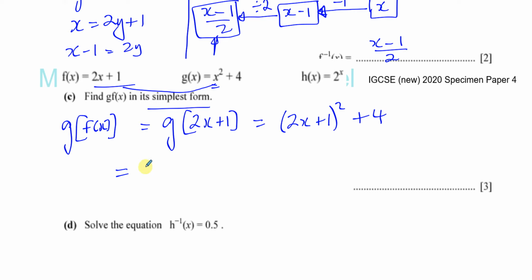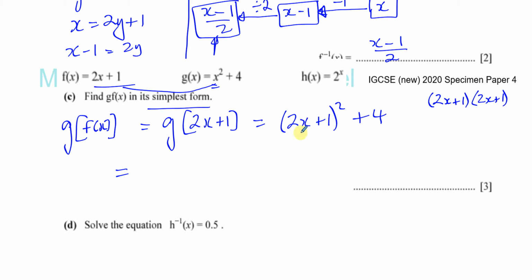Now remember, when squaring the bracket, don't make the common mistake of writing 4x squared plus 1. You don't just square each term. This is actually 2x plus 1 times itself, and you're going to have a middle term. You have 2x times 2x plus 2x times 1 plus 1 times 2x plus 1 times 1. So you're going to have a middle x term, which you cannot ignore. All right, so be very careful about that.